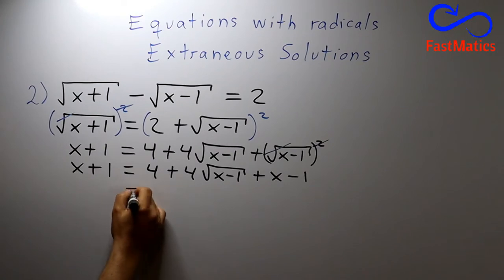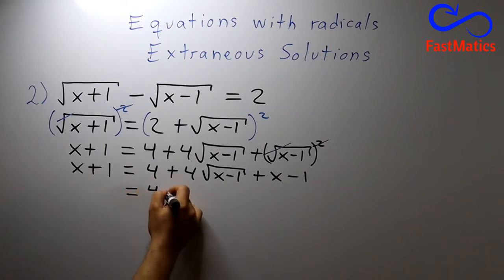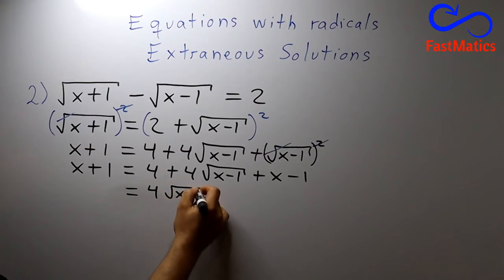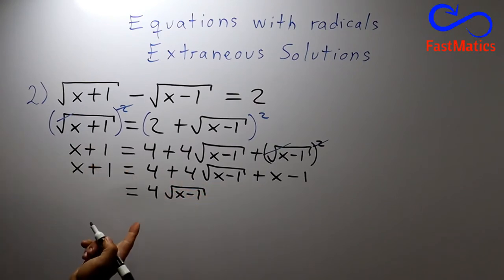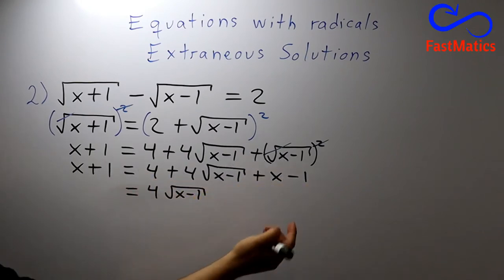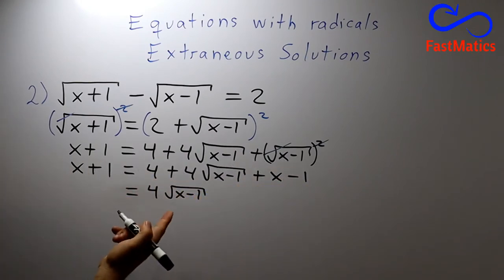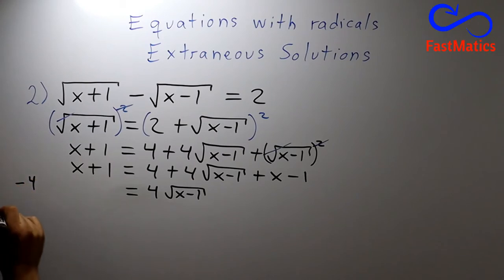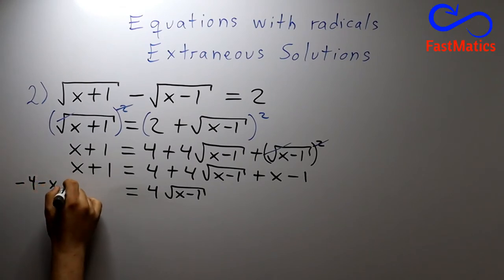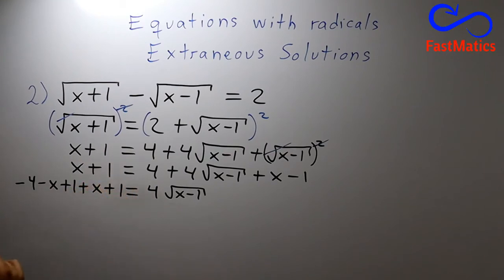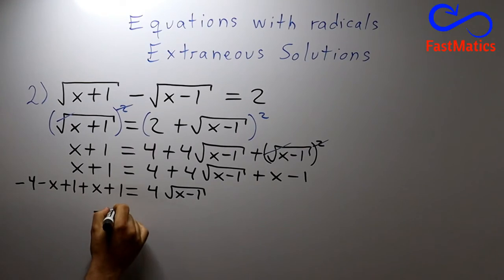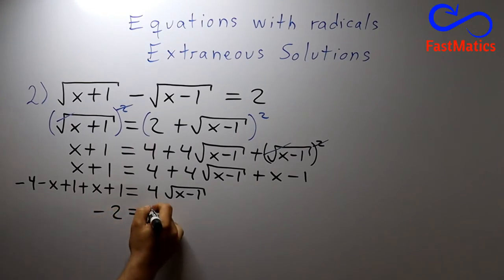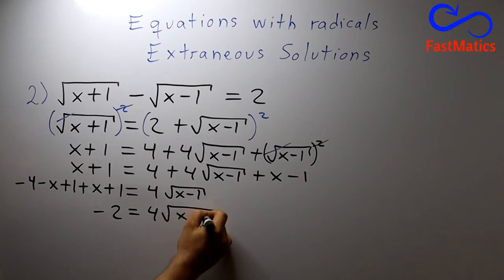Now we have to isolate again one square root on, for example, the right side, and everything will pass to the other side. So we pass the 4, the x, the negative 1 to the left side, changing the signs. So we're going to have negative 4 minus x plus 1 plus x plus 1. Here we see that negative x plus x is 0. Negative 4 plus 1, negative 2, equals 4 times the square root of x minus 1.